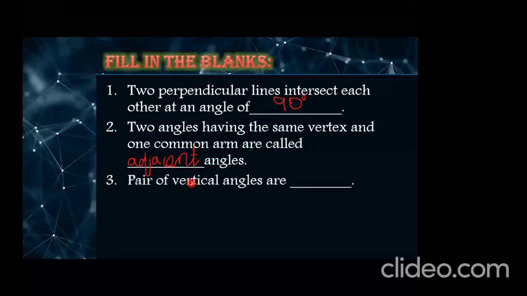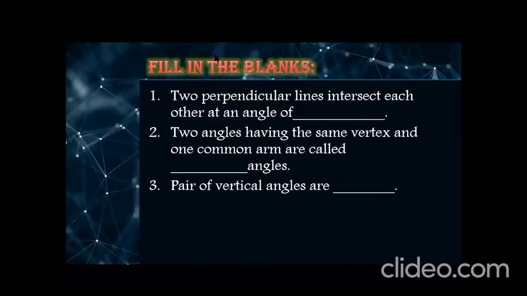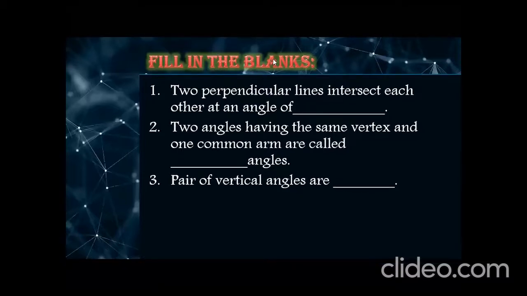Pair of vertical angles are dash. Now this is important. Pair of vertical angles are dash. Yes, the answer is pair of vertical angles are congruent. Okay, just a minute. Pair of vertical angles are congruent.